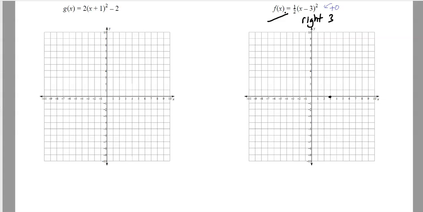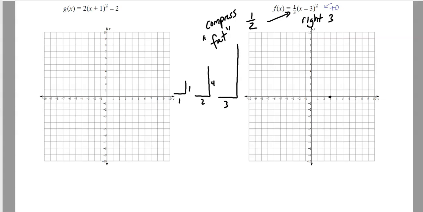But now we have this half in here. All right? So this half is going to actually compress it. Or, I guess I'm going to body shame it. It kind of makes it fat. The other one was skinny. This one's going to kind of make it fat. So what's going to happen is, let's do the normal. The normal parent is 1, 1, 2, 4, 3, 9. That's the normal one. Well, we're going to shrink it. We're going to shrink that height and make it fat.